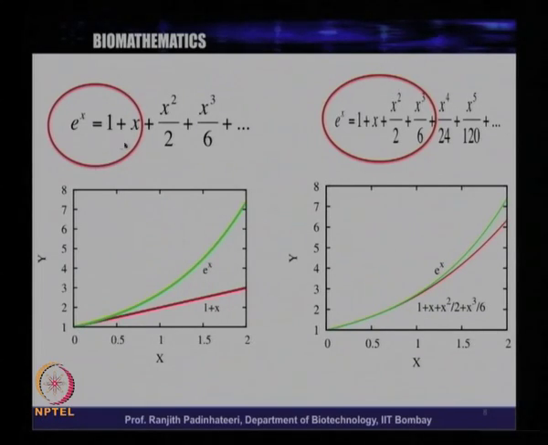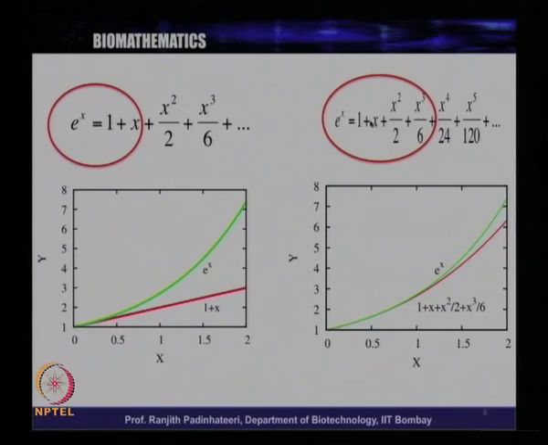Here, when you say 1 plus x, this 1 plus x is only 2 terms in this series having infinite terms. So we have terms like 1 plus x plus x square by 2 plus x cube by 6. If we neglect all these terms and take only e power x equal to 1 plus x, this is okay when x is very close to 0.